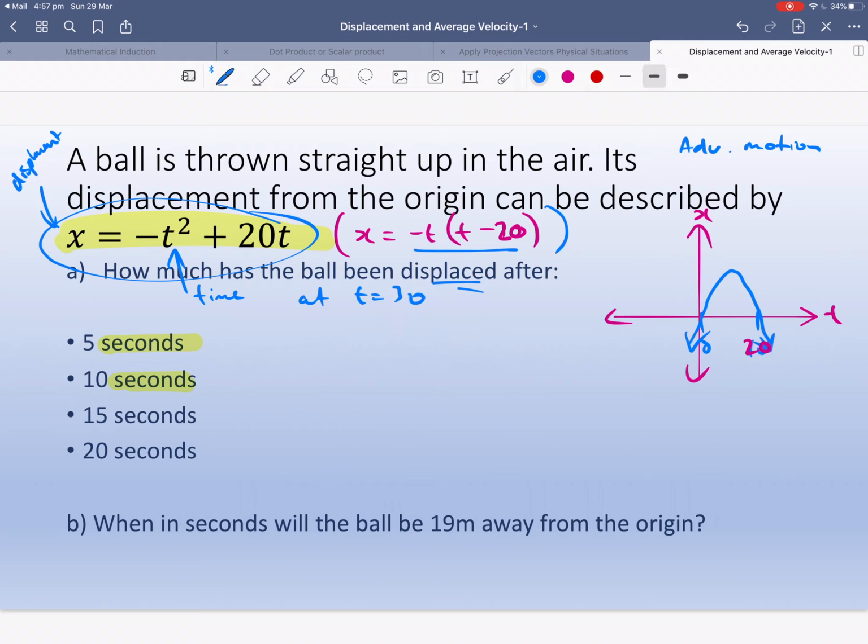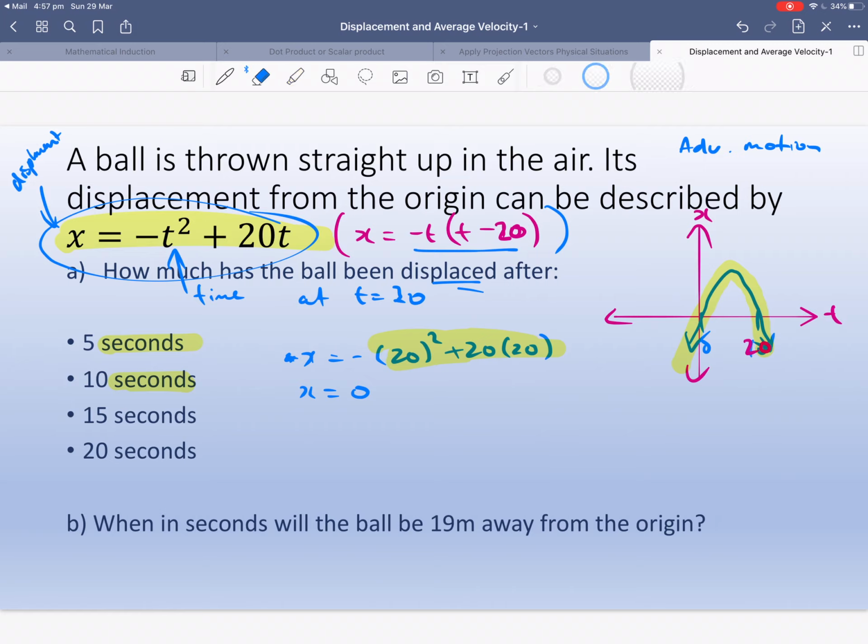So we've got t equals 20, and we've got x equals minus 20 squared plus 20t. And 20 squared is going to be the same thing, so x equals 0. What that tells us is exactly what we saw in this parabola. The ball's gone up to its apex and it's gone back down at t equals 20. Okay? So that's it there.